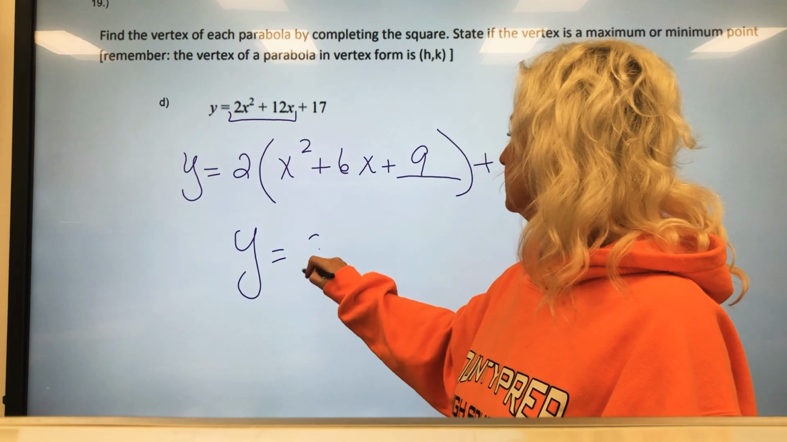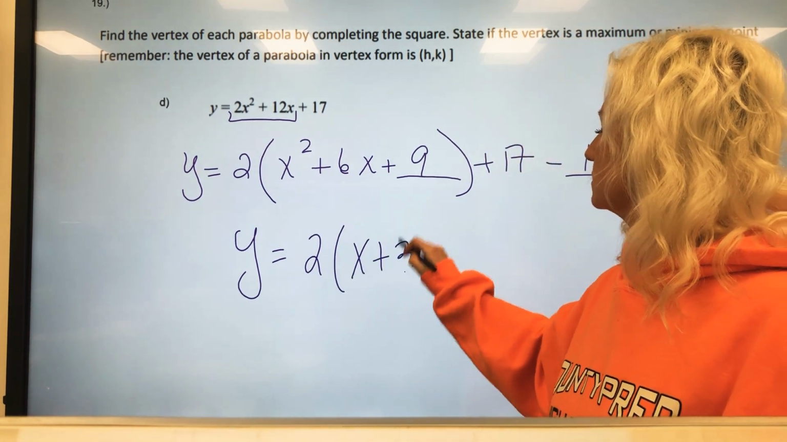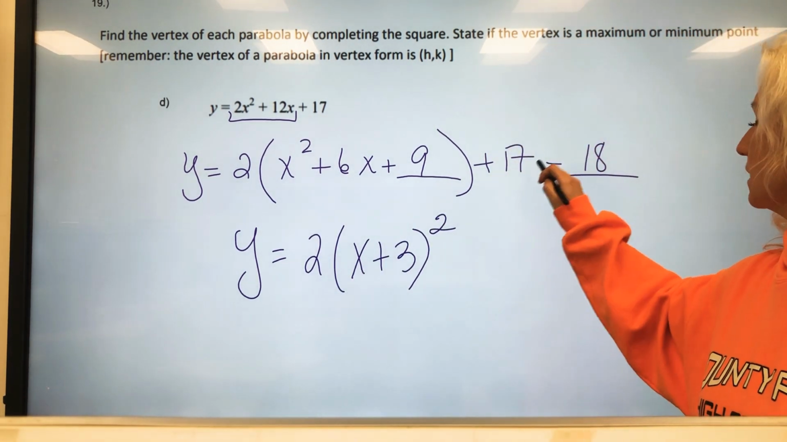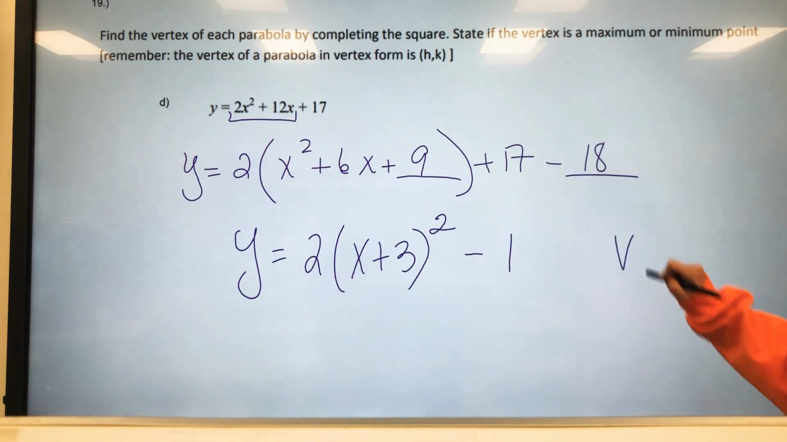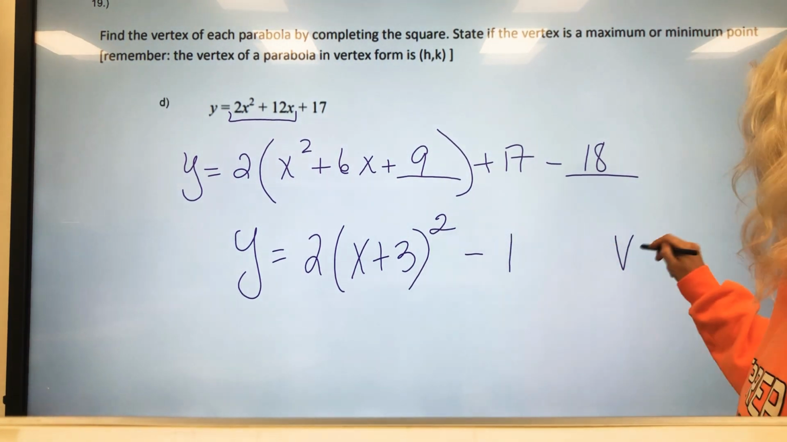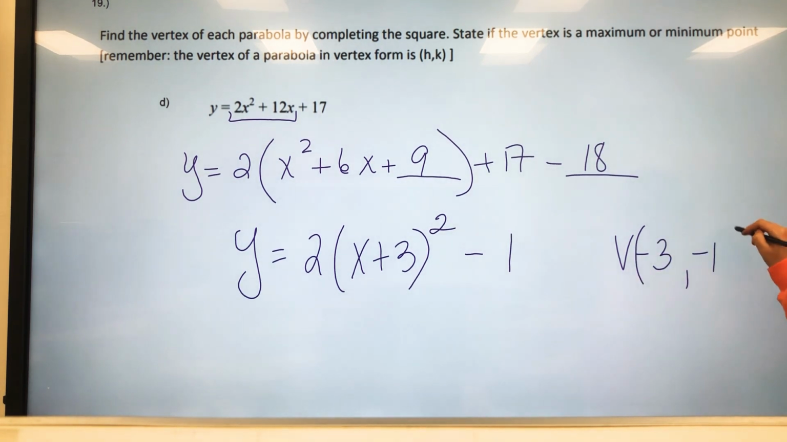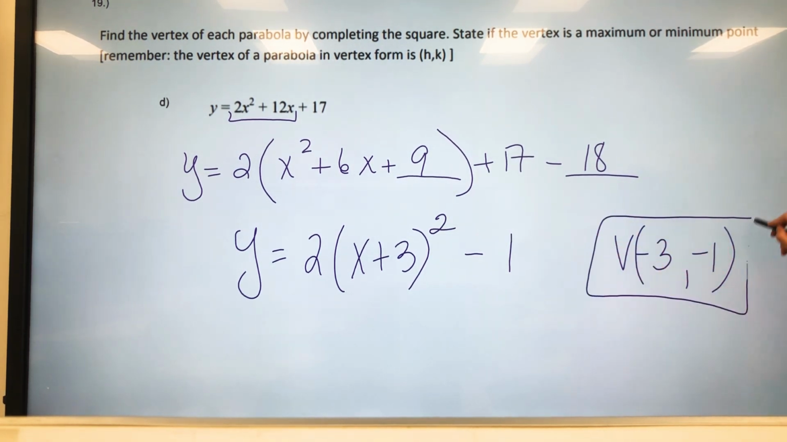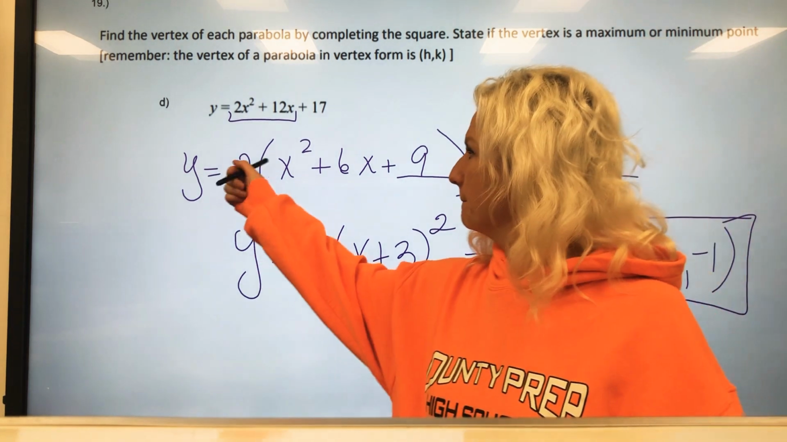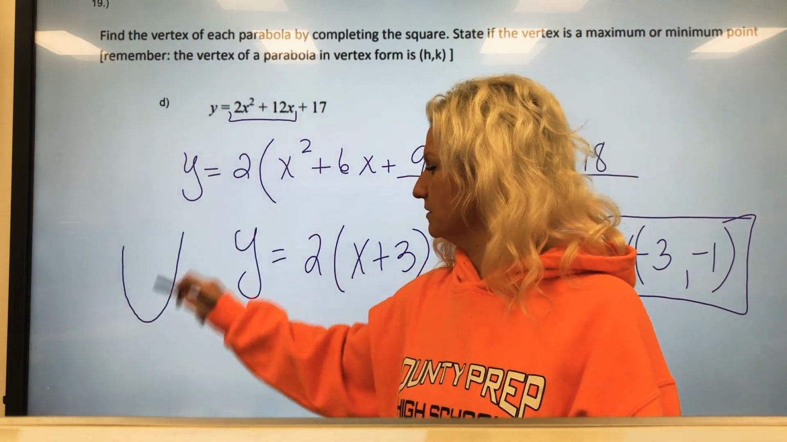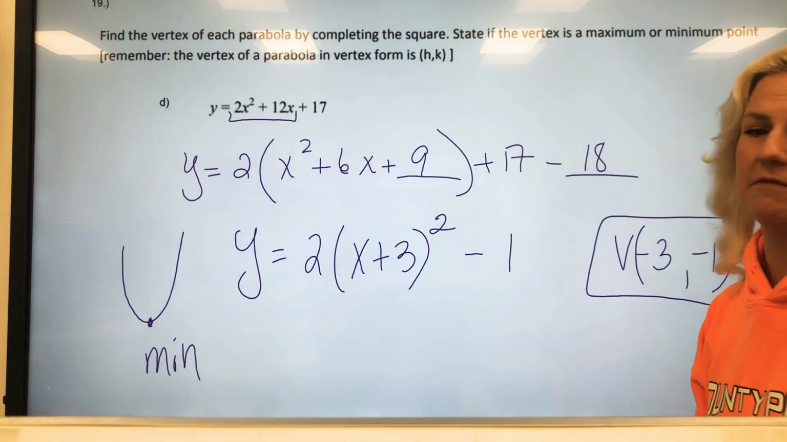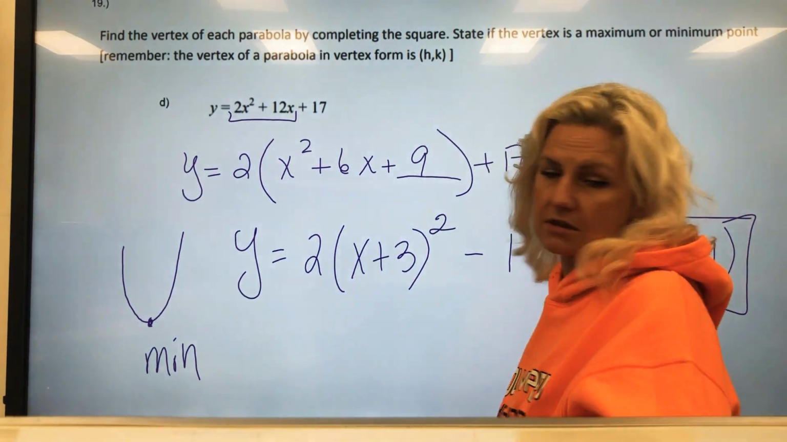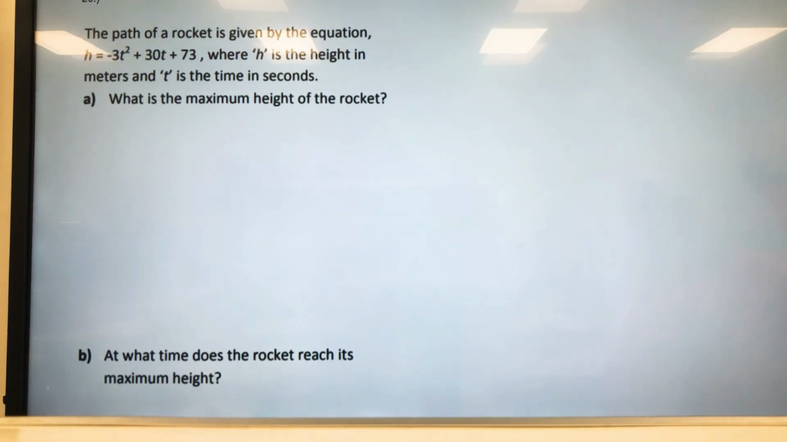So what does that give me? 2 times (x plus 3) squared. 17 minus 18 is negative 1. So that means my vertex is (negative 3, negative 1). And this is going to be a happy face, right? So it's going to be a minimum point, a minimum value. So that one was pretty straightforward.